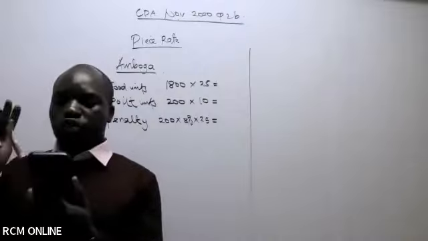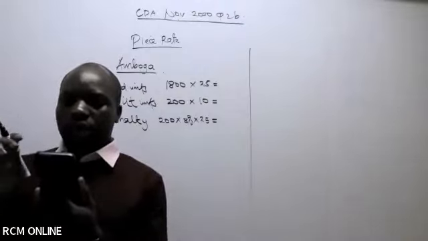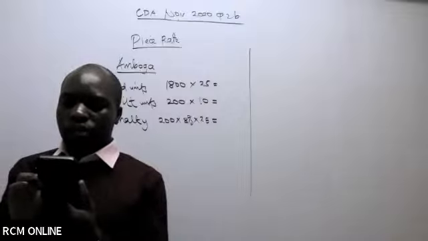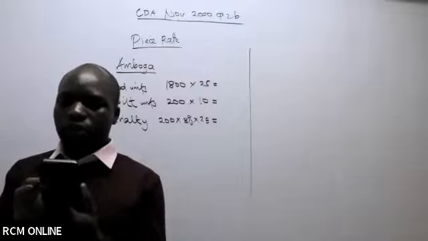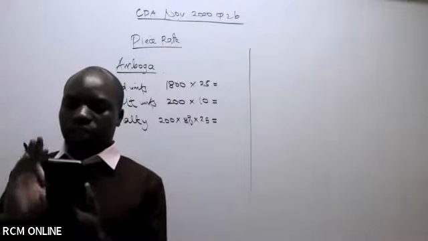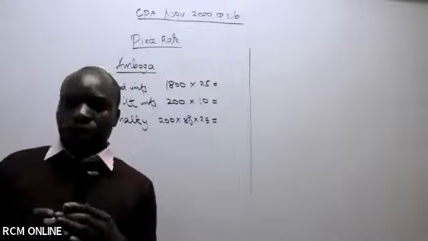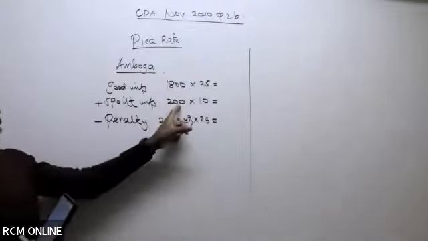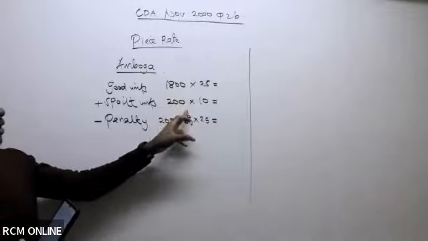We are using two methods. The first one is piece rate with guaranteed time rate. You know that the company pays its casual workers shillings 25 for every good output. Any spoiled output is paid at the rate of 10 shillings. So this person managed to produce a total of 2,000 units. Of these 2,000, 200 are spoiled.